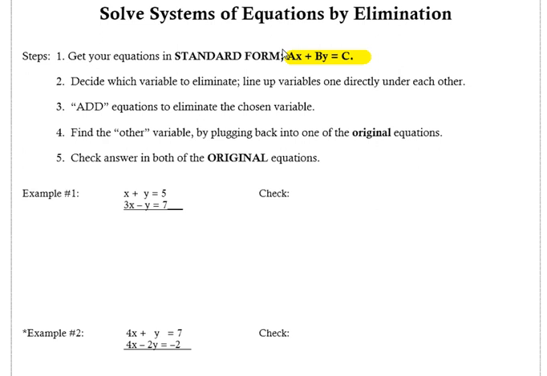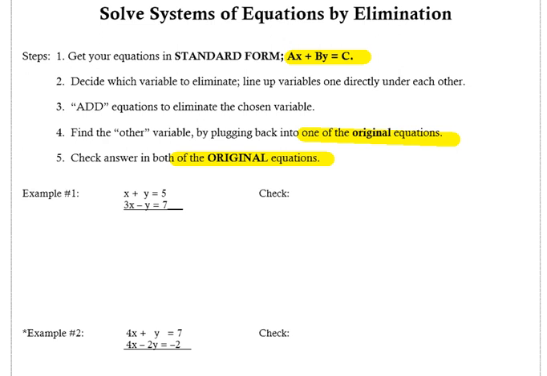We will decide which variable to eliminate. We're going to line our x's up and our y's up, one directly underneath each other. Then we're going to add the equations to eliminate the chosen variable and find the other variable by plugging it back into one of the original equations, and then check the answer in both of the original equations, just like we did graphically. So if we look at example 1, we see that our equations are already in standard form.